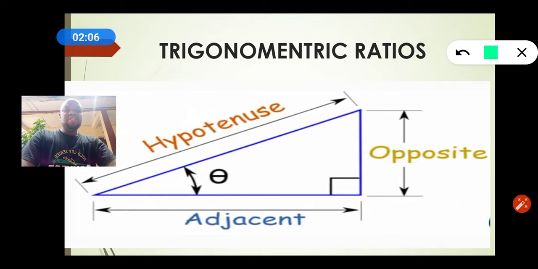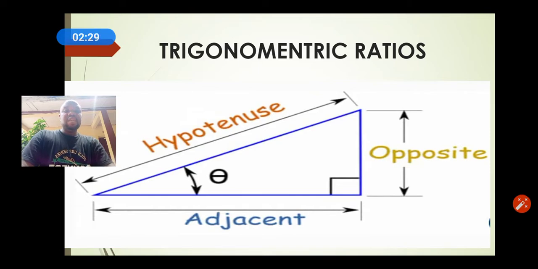I am going to shade the right angle on your screen now. This is the right angle. So the side that is opposite the right angle becomes the hypotenuse. Next, you determine the opposite side. The opposite side is the side that is opposite the given angle, while the remaining side becomes the adjacent.